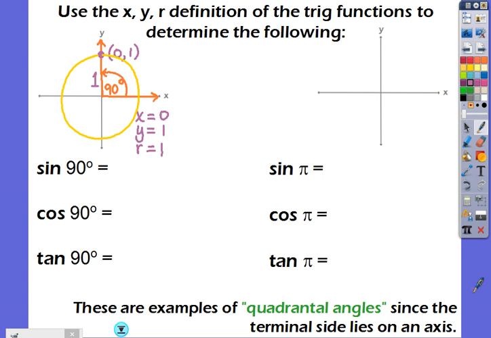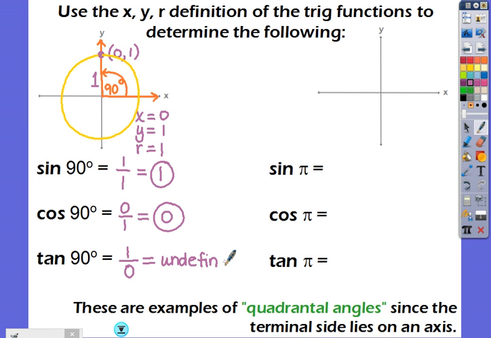If you can get an x, a y, and an r on the terminal side of your angle, you can throw out these answers like nothing. Sine is y over r. Sine of 90 degrees is 1. Cosine of 90 degrees would be x over r, 0. Tangent of 90 degrees would be y over x. 1 divided by 0 is undefined. So even if you typed tangent of 90 degrees into your calculator in degree mode, I think it gives you an error. It's undefined.